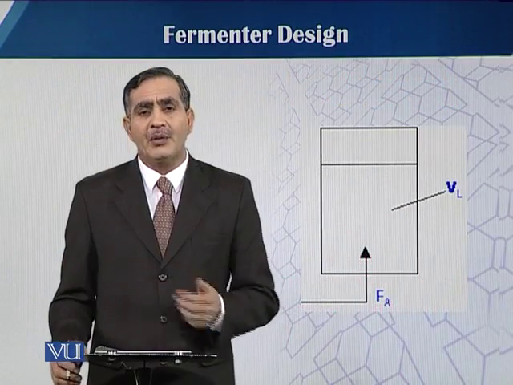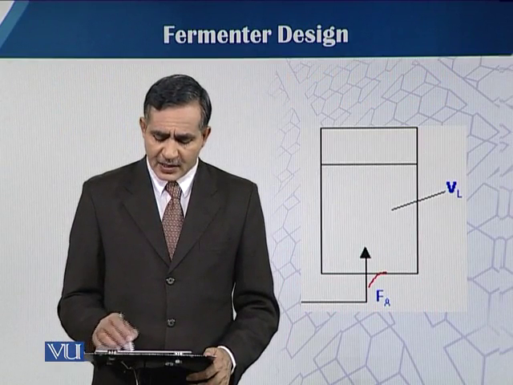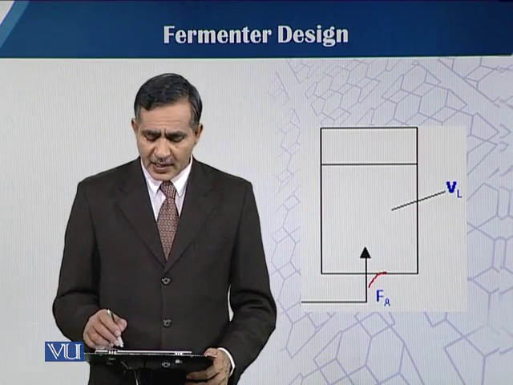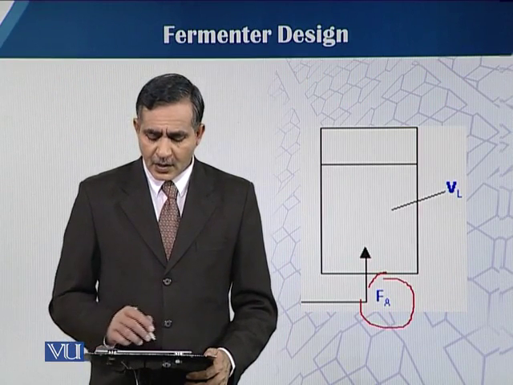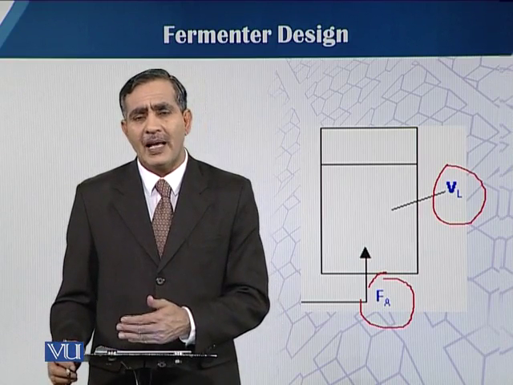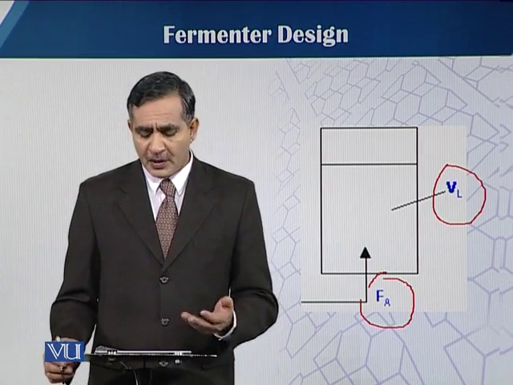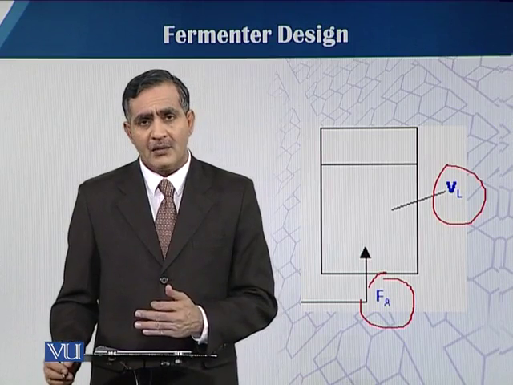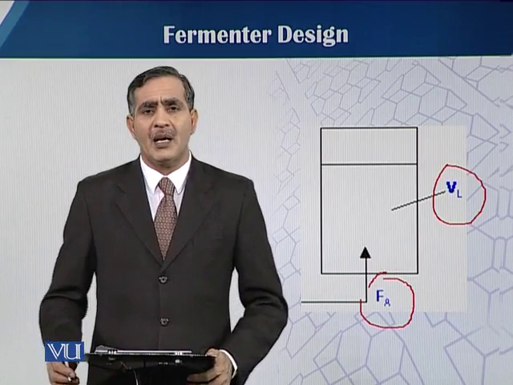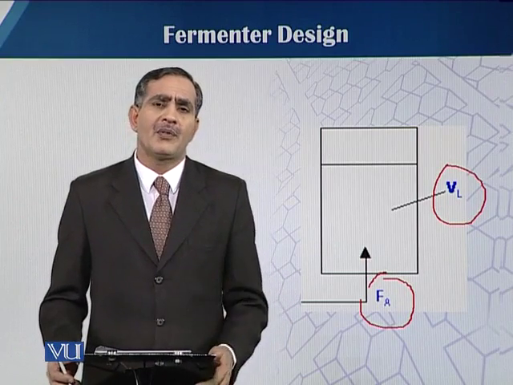In this slide you can see that F_A is the flow rate of the air, A being specific to air, and V_L is the volume of the liquid, the fermentation liquid. The ratio between F_A and V_L basically comes in terms of VVM. By this term we can easily calculate the flow rate.